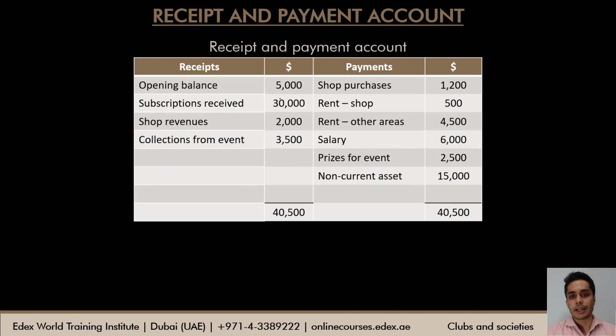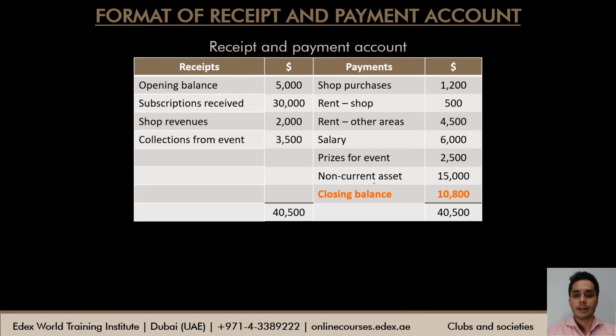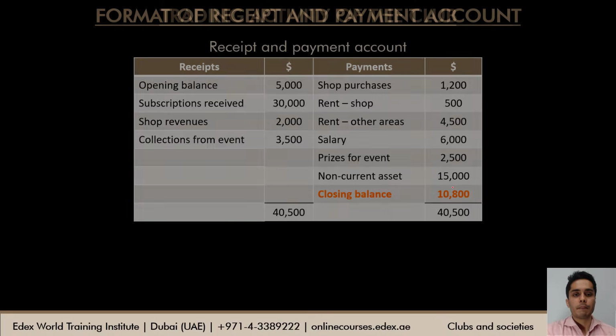Since the debit side is greater than the credit side, a total of the debit side is taken as 40,500, and the difference between the debit minus the credit gives us the closing balance, which is 10,800. So this is how you prepare a receipt and payment account, which is the first part of the set of financial statements of a club or society.